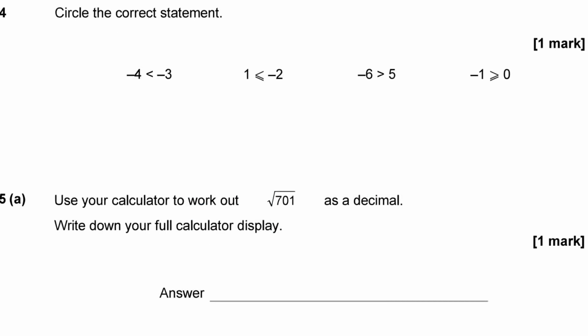Question 4. Circle the correct statement. Is -4 less than -3? Yeah, I think it is. I think it's that one. Let's just check the other ones. Is 1 less than or equal to -2? No, 1 is more than -2, isn't it? Is -6 greater than 5? No, it isn't. And is -1 greater than or equal to 0? No, it's not. So it's definitely that first one there that we saw.